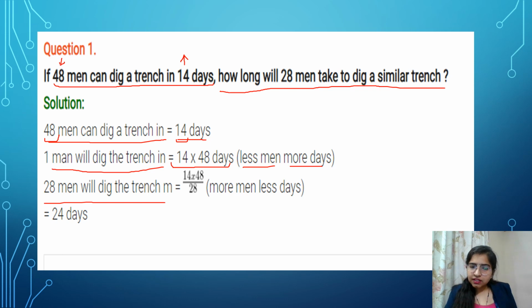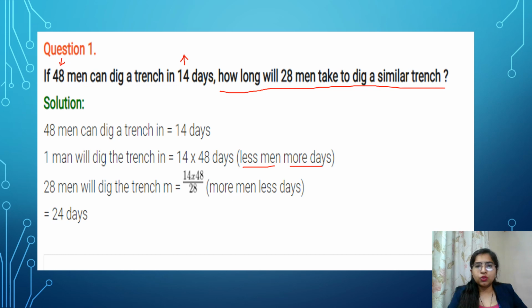That's it. Clear? When you solve this, you will get the answer 24 days after the calculation. In the table of 12 and 7, you can cancel them, and you will find that 28 men will dig the trench in 24 days. Clear, all of you? It was too simple. You are getting this point. This is called inverse proportion.